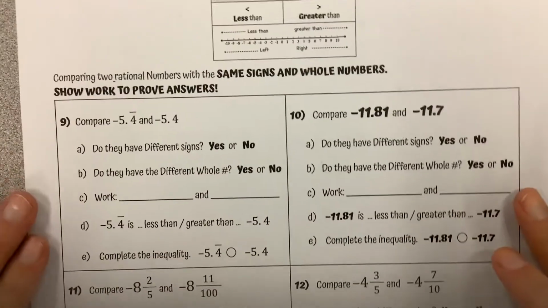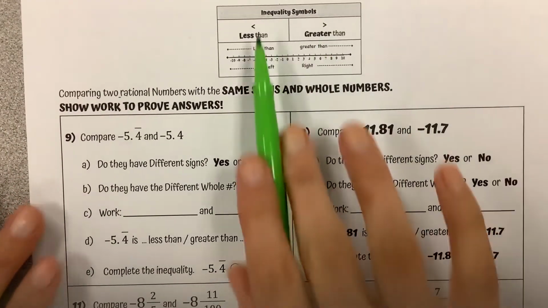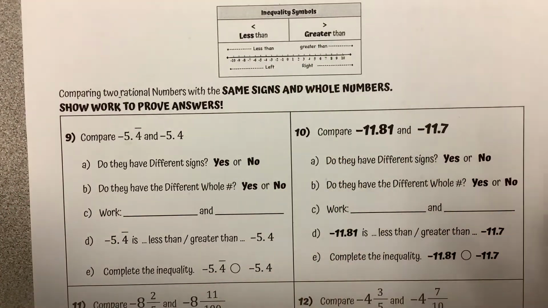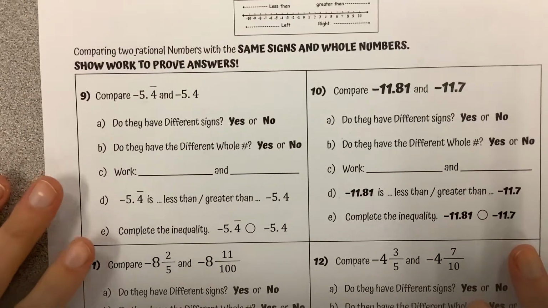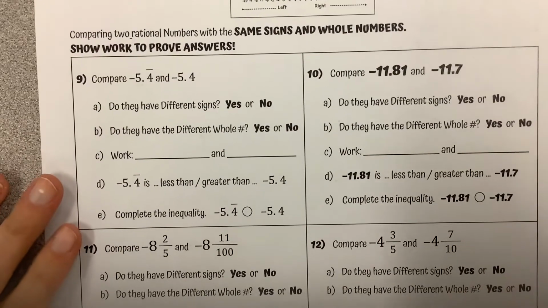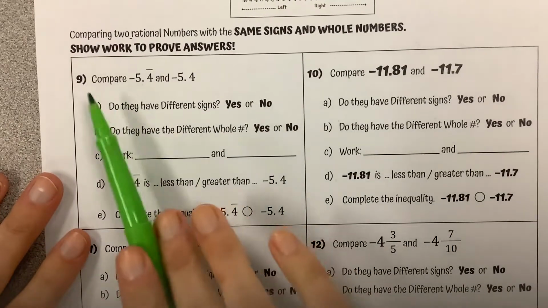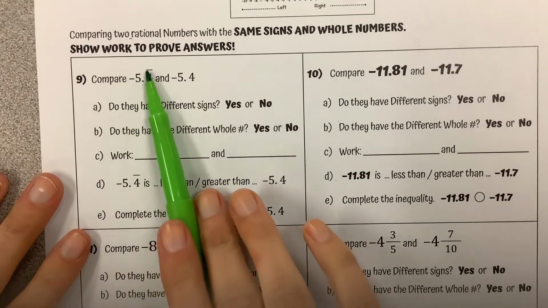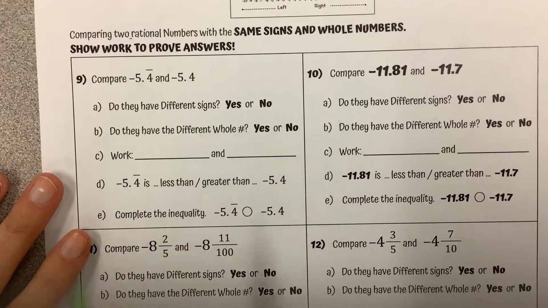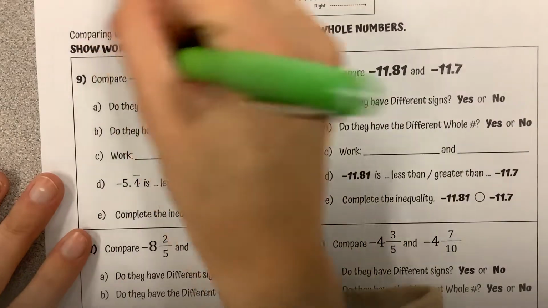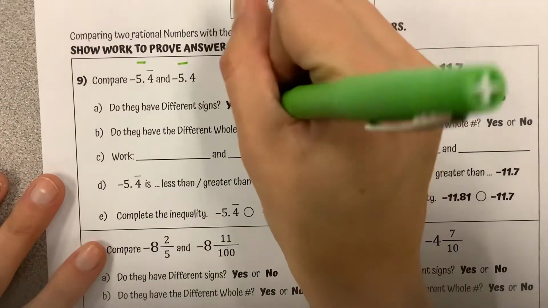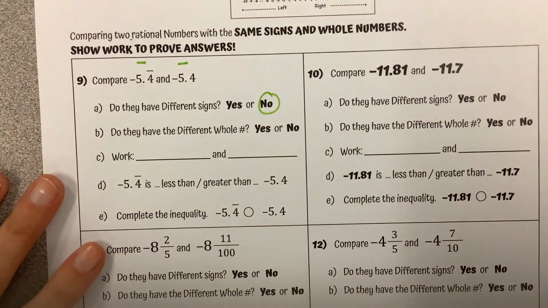So the last one, these ones are the hardest. And we put a little refresher up here again for the inequality symbols. Okay, but for ones that have the same signs and the same whole numbers, that means we actually do have to look at the decimal and fractional parts. So we're going to compare negative 5.4 with the bar over it and negative 5.4. So first thing, do they have different signs? I have a negative and a negative. So no, they do not have different signs.